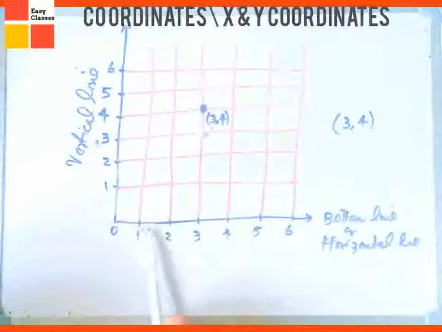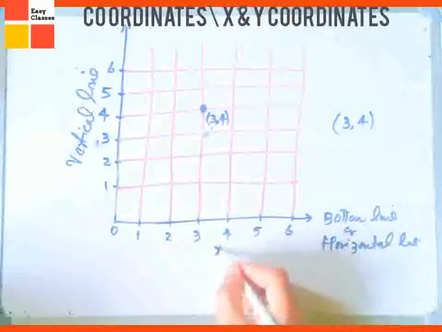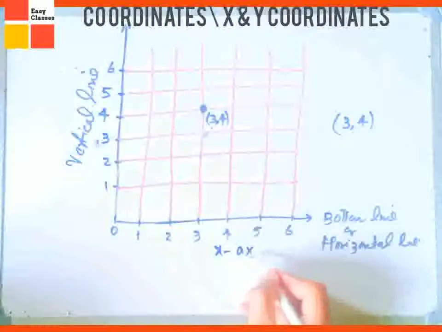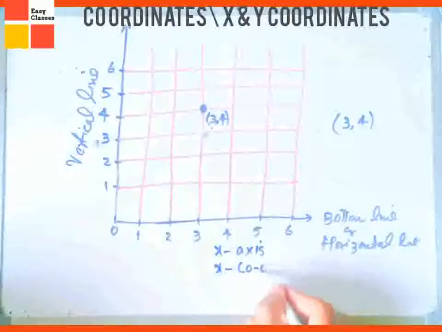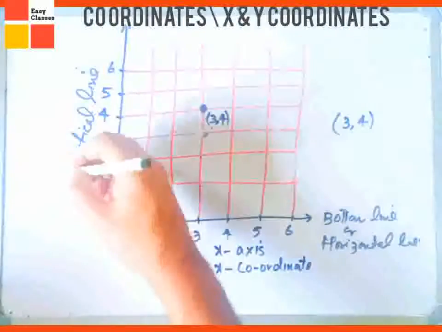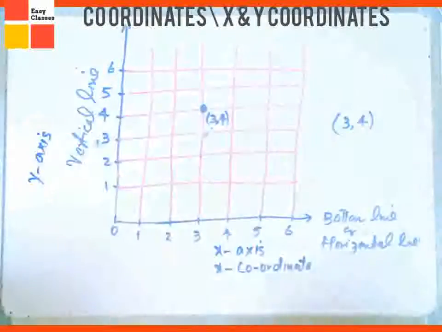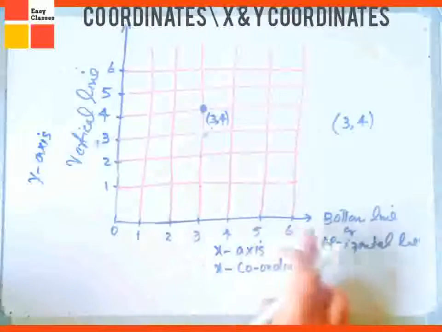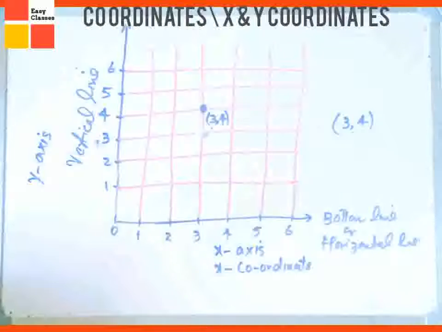Now technically, this bottom line is called the x-axis, or x coordinate, and this is called the y-axis. This bottom line or horizontal line is called the x-axis. This vertical line is called the y-coordinate or y-axis.